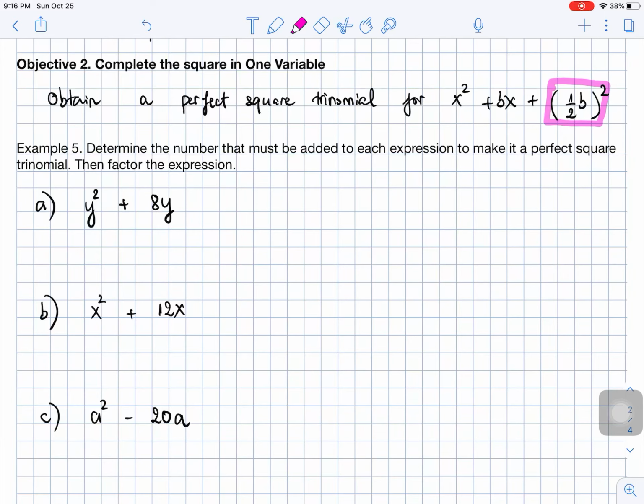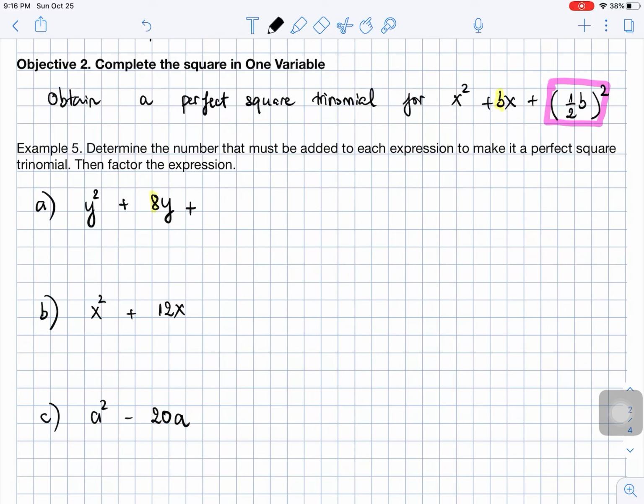Objective number 2. Complete the square in one variable. To obtain the perfect square trinomial for x squared plus bx, we need to add the third term. The formula is 1/2 of b, and then square. For example, in part A, problem example number 5, we want to add one more term to get the trinomial, and after that we want to factor.